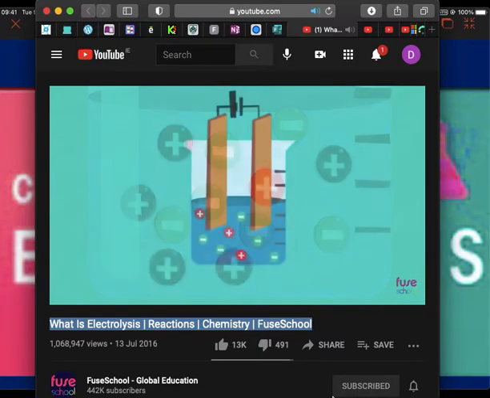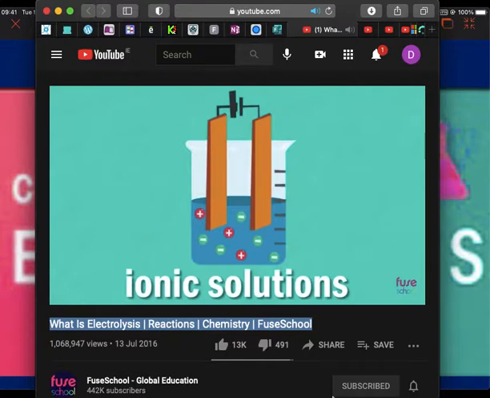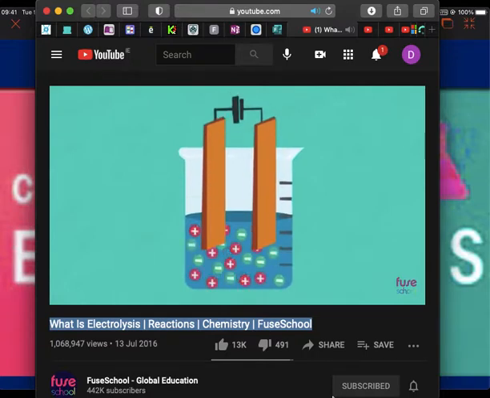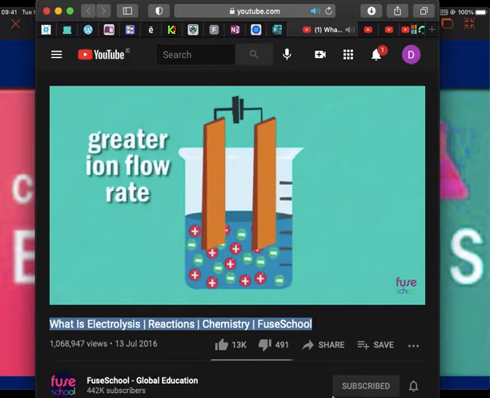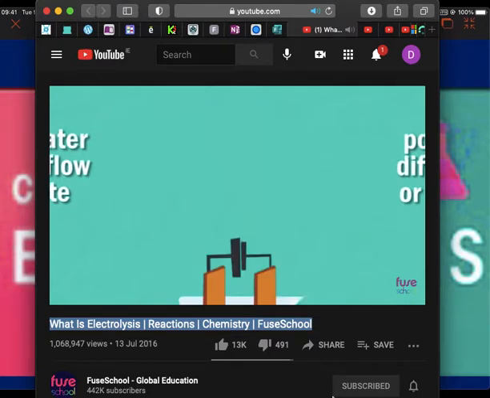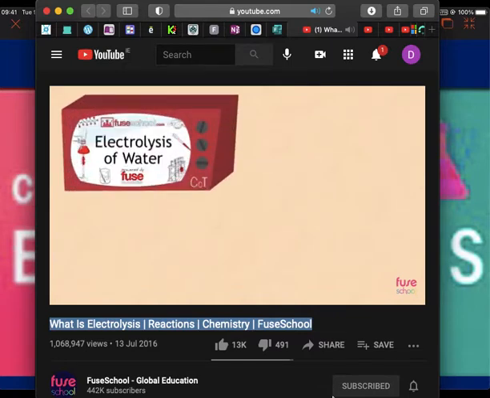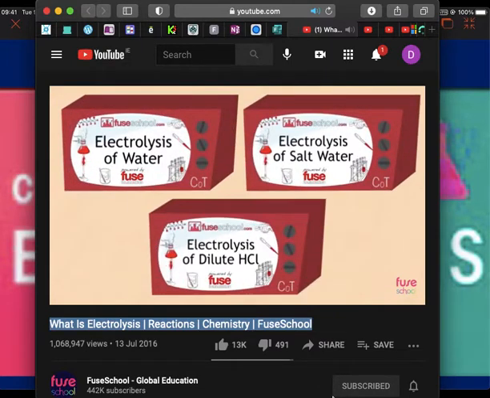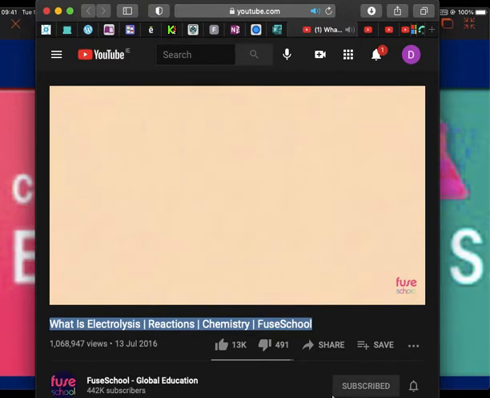Remember that electrolysis can also take place in ionic solutions as well as molten compounds. The more concentrated that solution, the greater the ion flow rate. Ion flow rate can also be increased by increasing the potential difference or voltage across the cell. We'll be studying several examples of electrolysis in more detail in other lessons. For the time being, though, here is a summary of the key ideas about electrolysis.